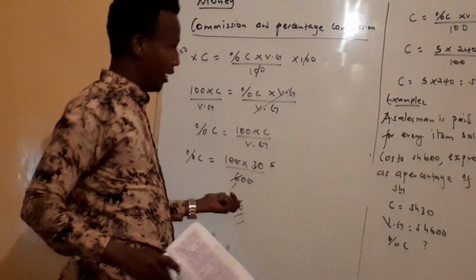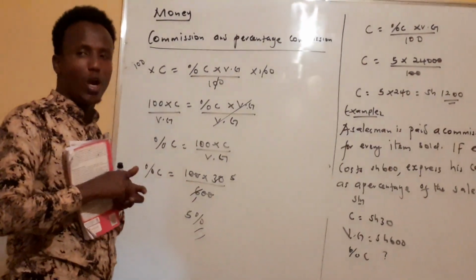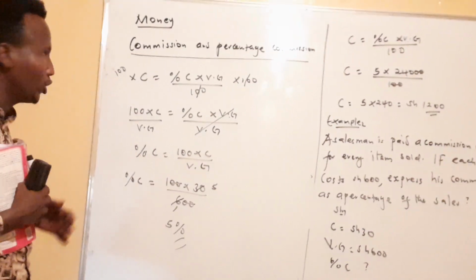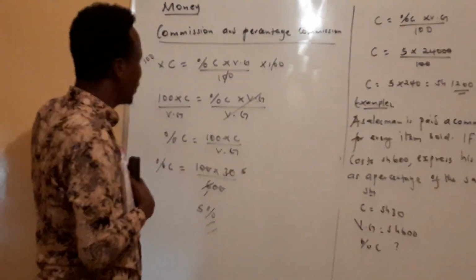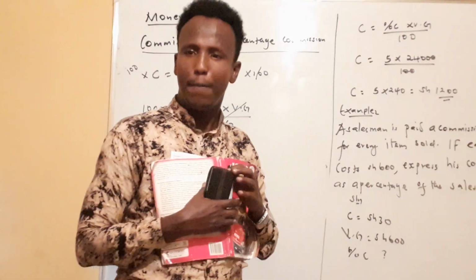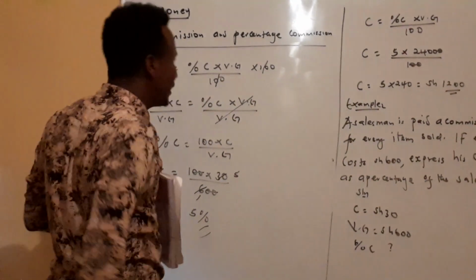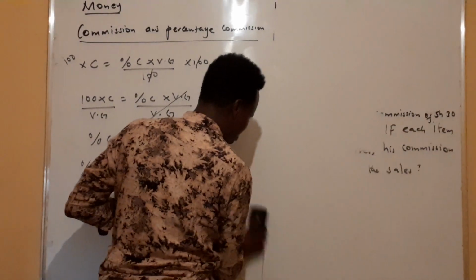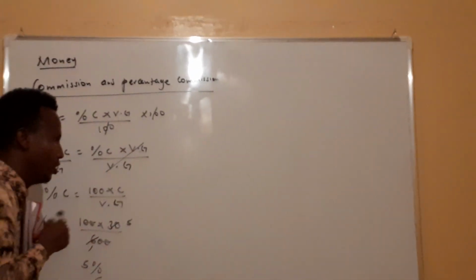For your information, now we have learned how to get commission and the percentage commission. Then we will proceed and see how we are going to get our value of goods, VG. Because I told you at the initial point that from this formula there are three variables. The three variables can be asked in the examination, but the constant that's found in the formula can never be asked during examination. So now let us see how we can get our value of goods. Let's write this example.